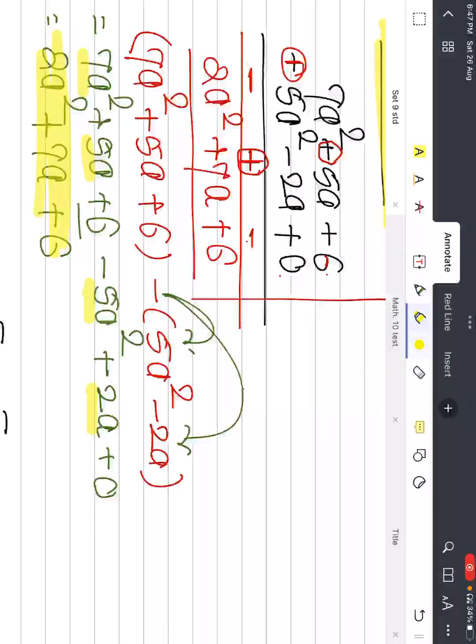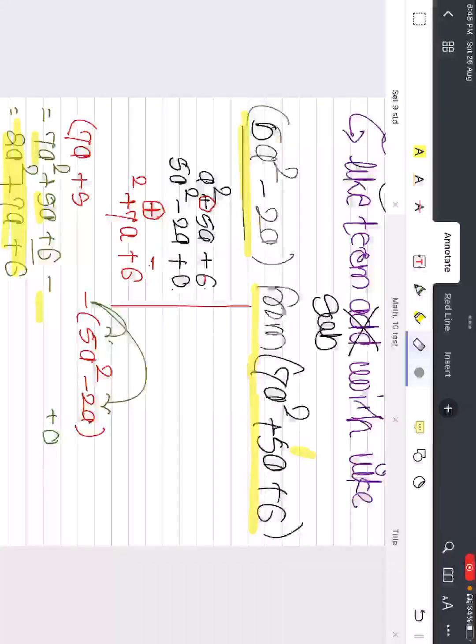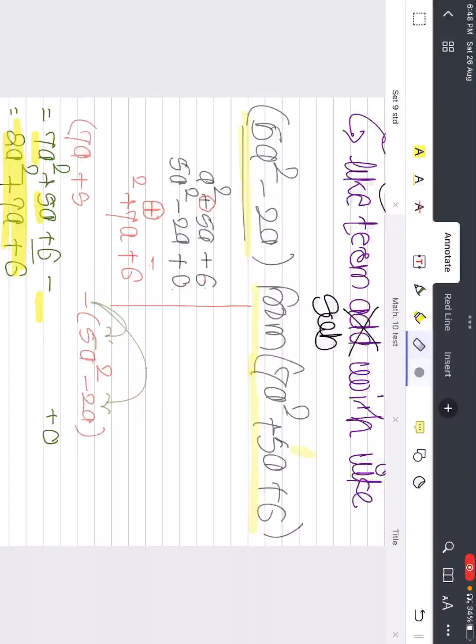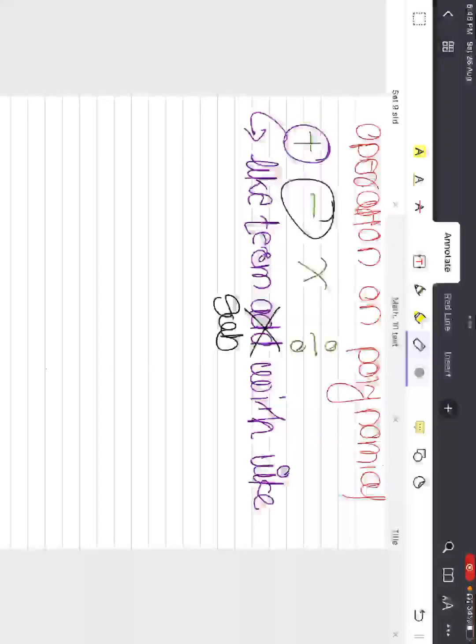So likewise, we add the terms as well as subtract the terms. Clear? Now, there are various types of examples given in your textbook, so just try to solve these examples, because multiplication, addition, subtraction are the basic operations we use again and again in 9th standard and also in 10th standard. So this is very important for you.